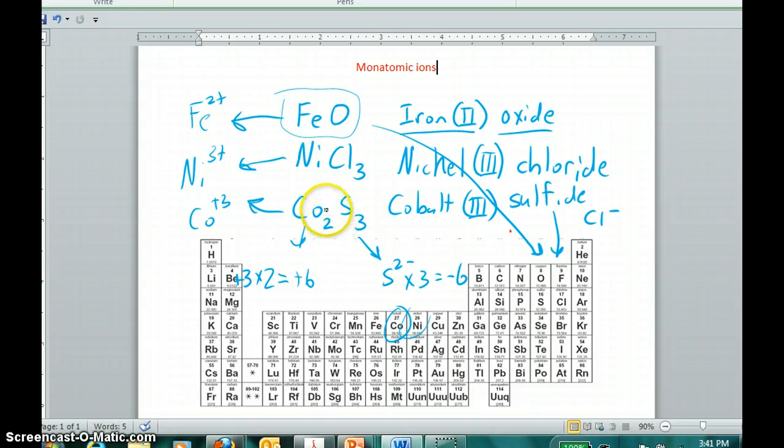And again, don't be misled by these numeric references. Those are not where the name comes from. I wouldn't call this cobalt 2 because there are 2 of them. I call it cobalt 3 because that's what it is.